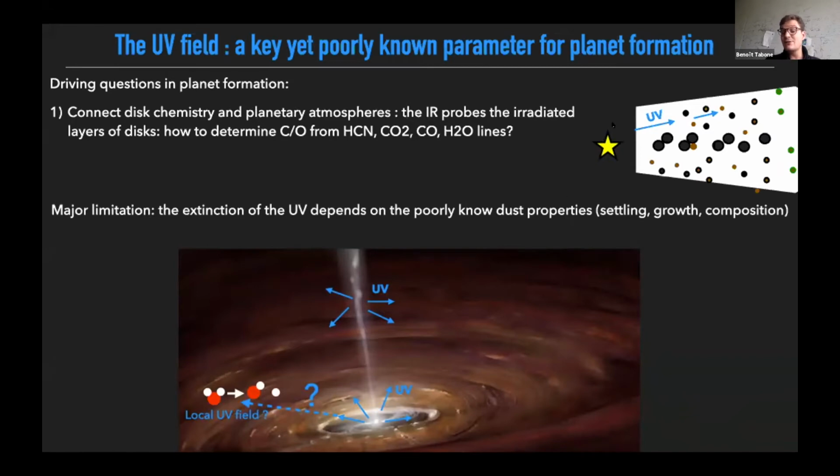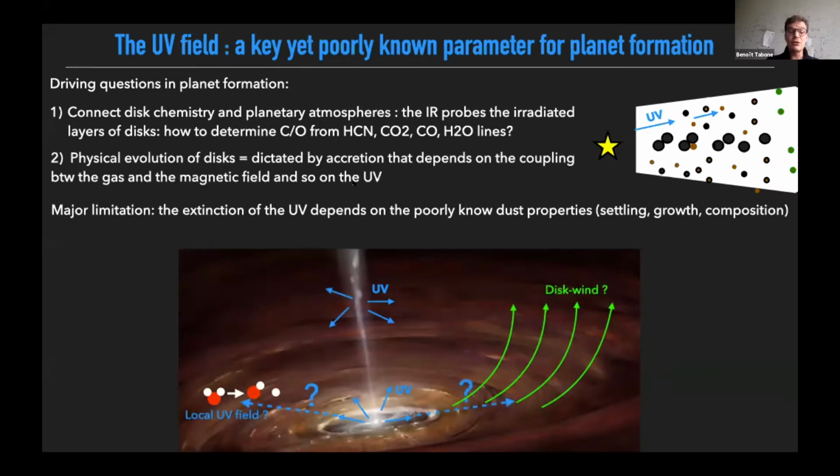This is because the attenuation is done by dust, so it depends on dust settling, dust growth, dust composition. The attenuation of the UV field is also very important for the physics of the disk because it controls the coupling between the gas and the magnetic field. So it's important to understand the strength of the UV field for the secular evolution of the disks.